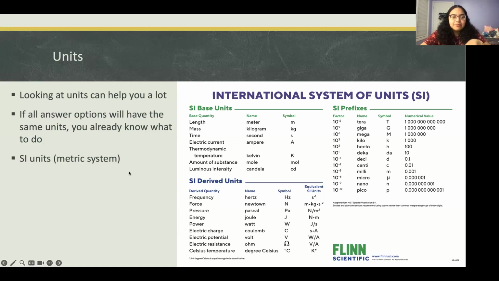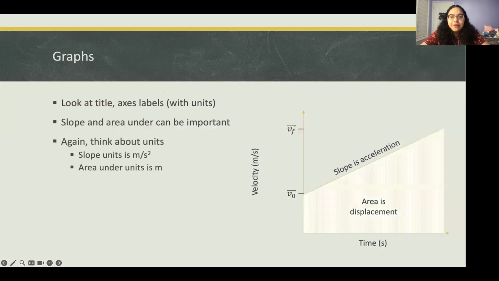So highly recommend that. Another thing is graphs. If you're given any figures on the MCAT, look at the title and axis labels if it has them. Especially if the axis labels have units, then the idea of slope and area can be important on that graph, and you can get a lot of information from it. For example, this graph is a velocity time graph. So it's meters per second on the y-axis and seconds on the x-axis.